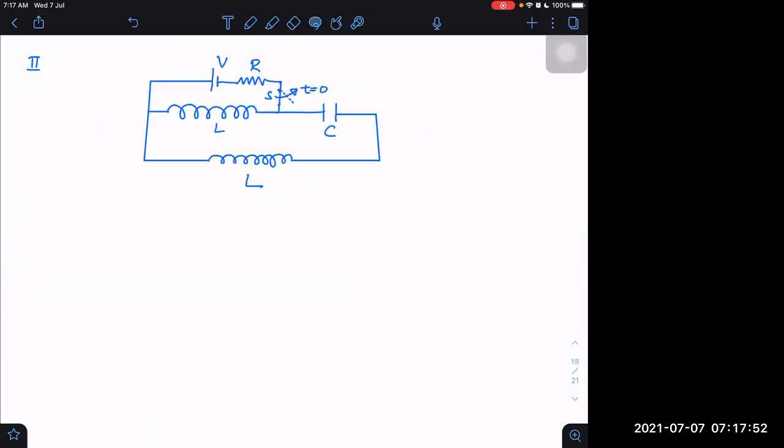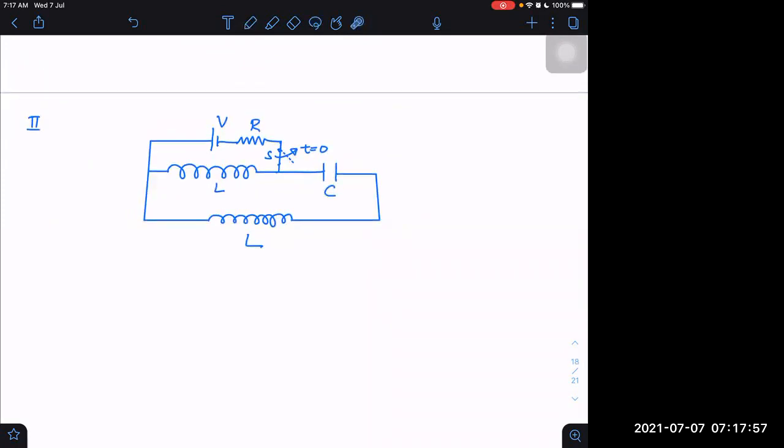KVL equation, taking the inductor as a battery. So initially, what is the charge stored? 0, right? And what is the current flowing through the inductor? Let us call it I. In the diagram, I'm representing the current through the inductor as I. Oh, there are also 2 inductors here.